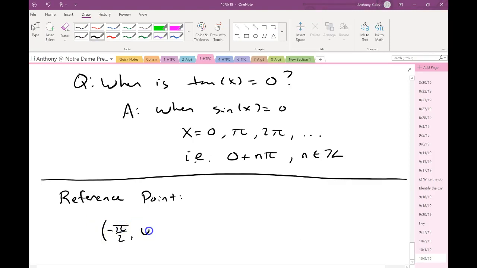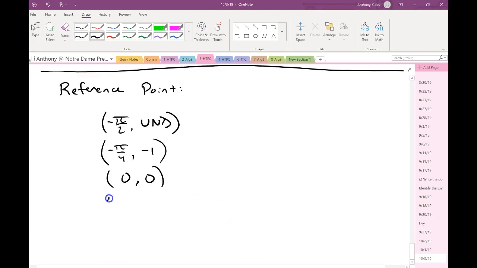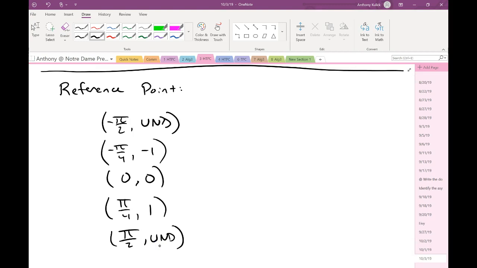So negative pi over 2, undefined. Negative pi over 4, negative 1. 0, 0. Pi over 4, positive 1. And then pi over 2, undefined. Those are going to be the reference points we'll use for tangent. When we want to graph tangent, these are what we'll transform to get our new function.